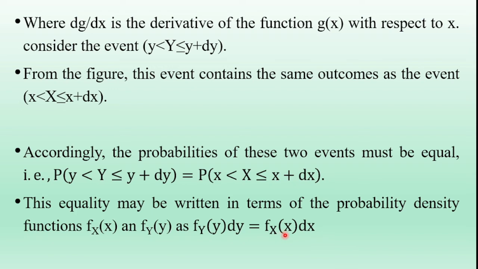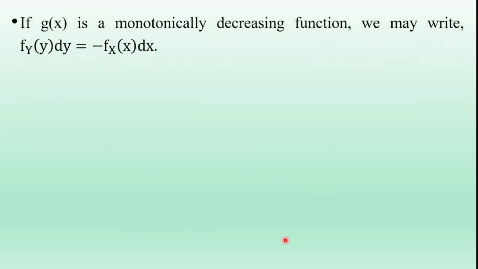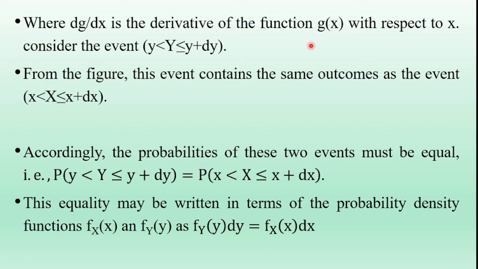Here fX(x) is the probability density function of the random variable X. fY(y) is the probability density function of the random variable Y. If the function g(x) is monotonically decreasing, so now here, this equation indicates that the function g(x) is a monotonically increasing function.